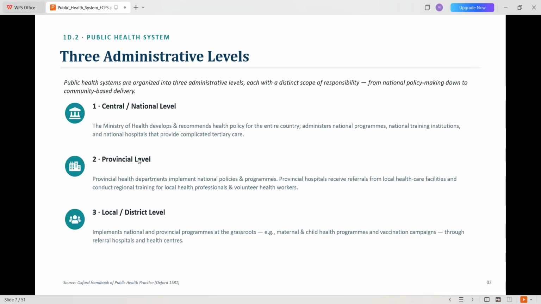Second one is the provincial level. The provincial health department implements the national policies and programs. Provincial hospitals receive referrals from the local healthcare facilities and conduct regional training for the local health professionals and volunteer health workers. Third one is the district level, at the local level, which implements the national and provincial programs at the grassroots. For example, maternal and child health programs and vaccination campaigns through the referral hospital and the health centers.